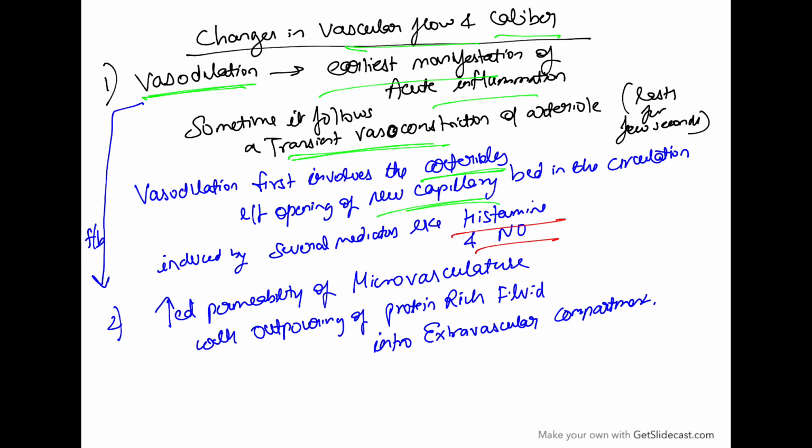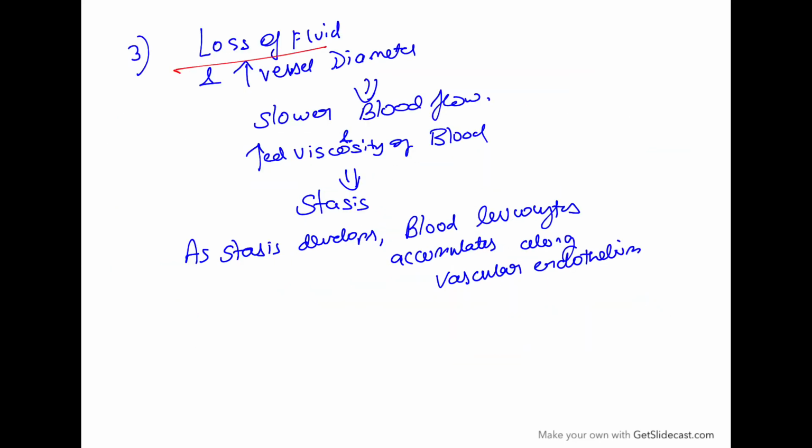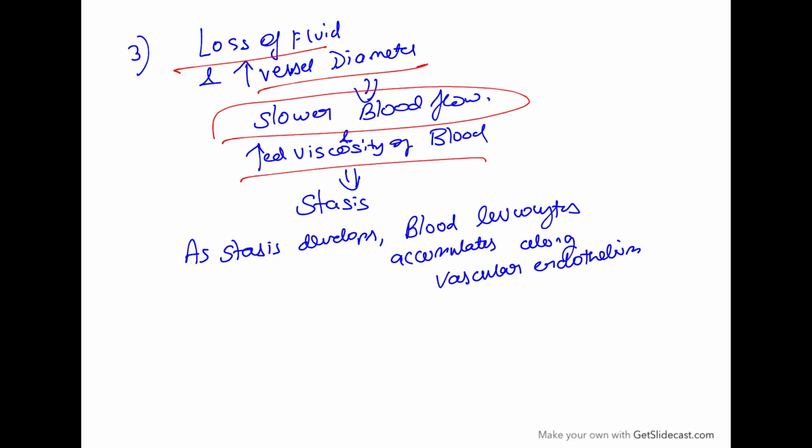Then following the vasodilation, there is increased permeability of the microvasculature which leads to outpouring of protein-rich fluid into the extravascular compartment. Now we have loss of fluid and also there is an increased vessel diameter. So what will happen? There will be a slow blood flow, and because the fluid content is less, there will be increased viscosity, since the cellular content will be more. And all this will lead to stasis. Now as the stasis develops, the blood leukocytes will accumulate along the borders of the vascular endothelium.